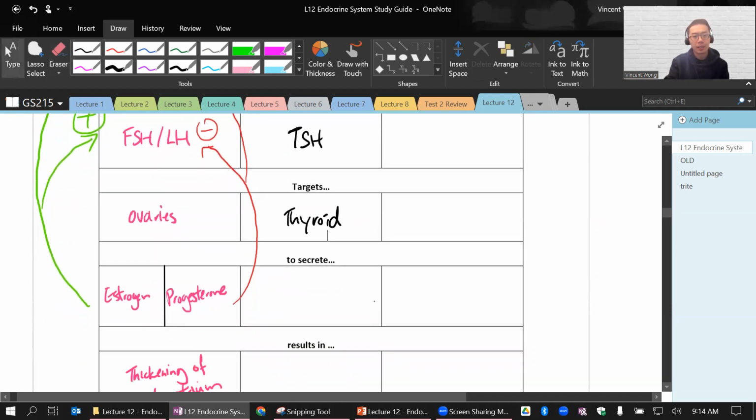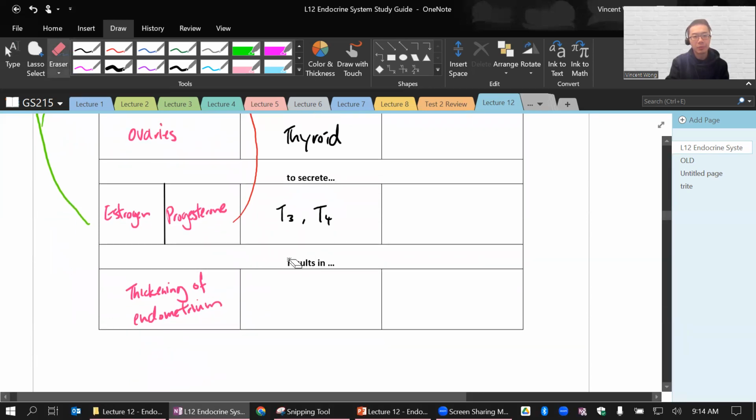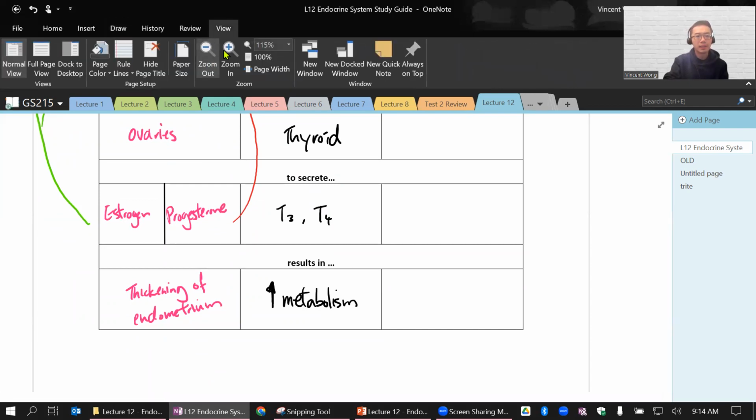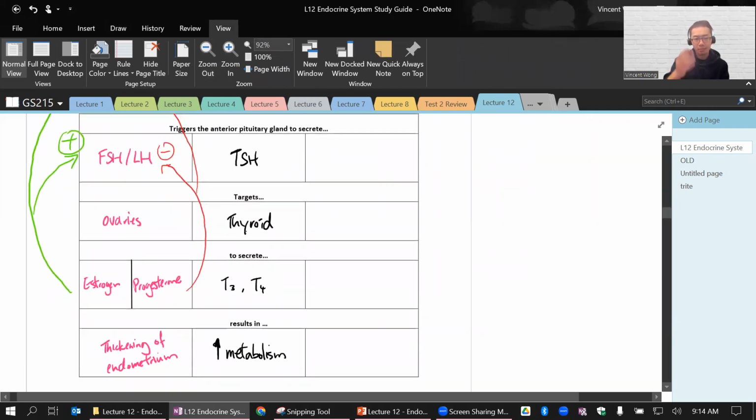Okay. And then the thyroid secretes what? T3 and T4. That's what we need, right? T3, T4, and then results in increase in metabolism. Okay. So you see, it's basically the same pathway, but it's just different hormones, right?